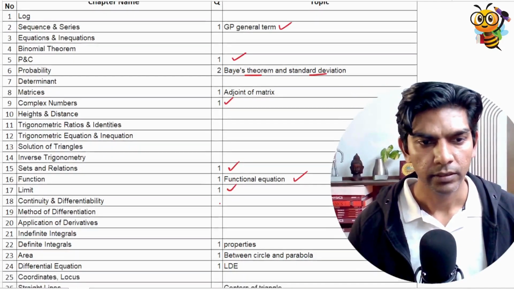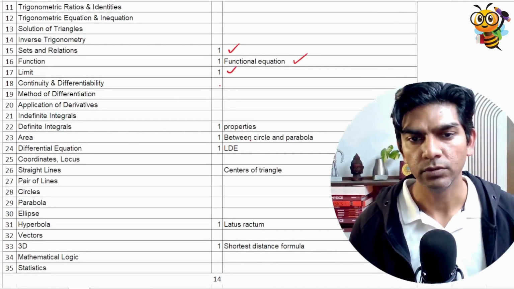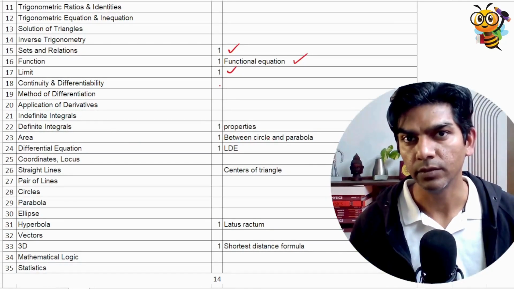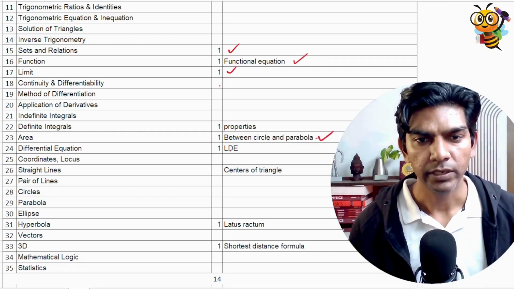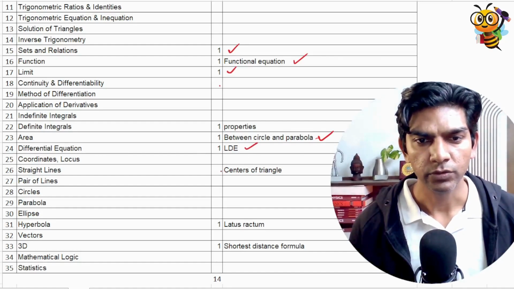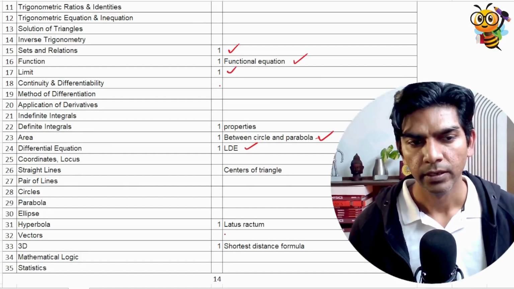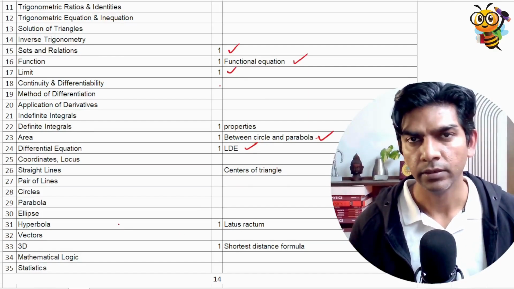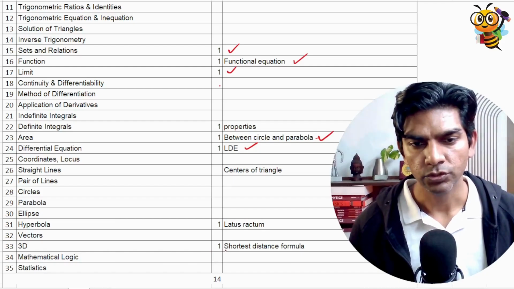And so in case of area, there was a question based on finding the area between the circle and the parabola. There was a question based on LDE in differential equation, one question. And there was one question based on centers of triangles, right, in case of straight line. And there was a question from hyperbola, and it is based on latus rectum. And there was a question from shortest distance formula in 3D.